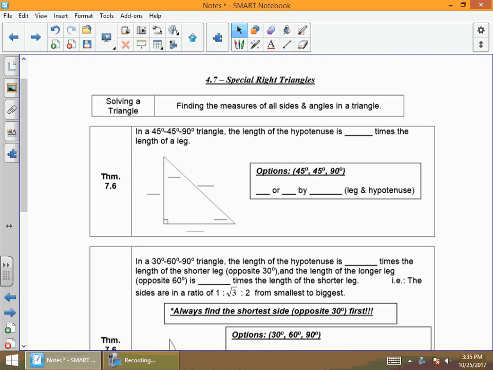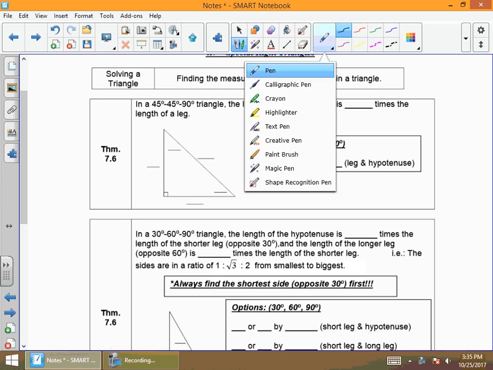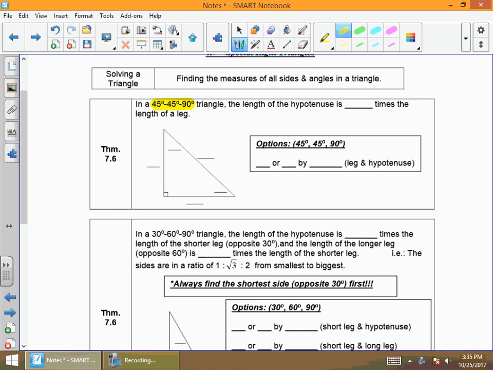What Section 7 is about: there are two types of triangles that are really, really special in the right triangle world, and it's based on the number of degrees in their angles. Let me first introduce the first of these special ones, and it is called the 45-45-90 right triangle. That means it has two 45-degree angles and one 90-degree angle.